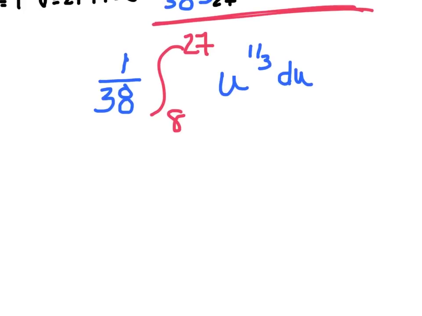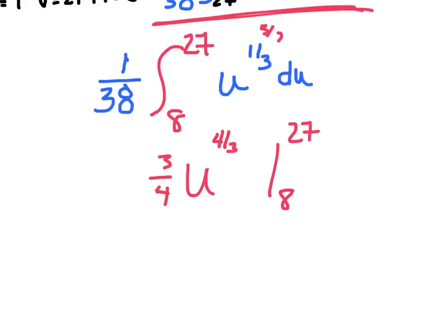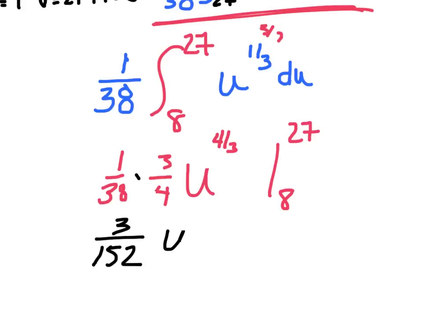All right, let's go ahead and integrate real nicely. I'm going to add 3/3, so I get u to the 4/3 times 3/4 from 8 to 27. Okay, so we're leaving it in terms of u, and don't forget you have that 1 over 38 out front. Now here's what I like to do to make my mental math easier. I'm going to multiply these front terms and say I have 3 over 152 u to the 4/3.